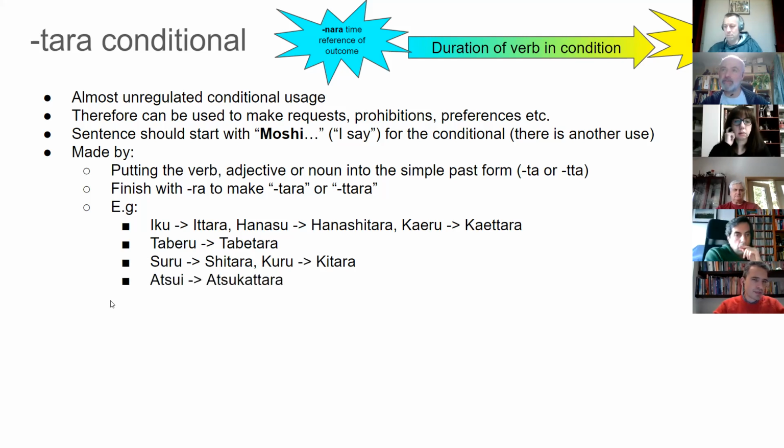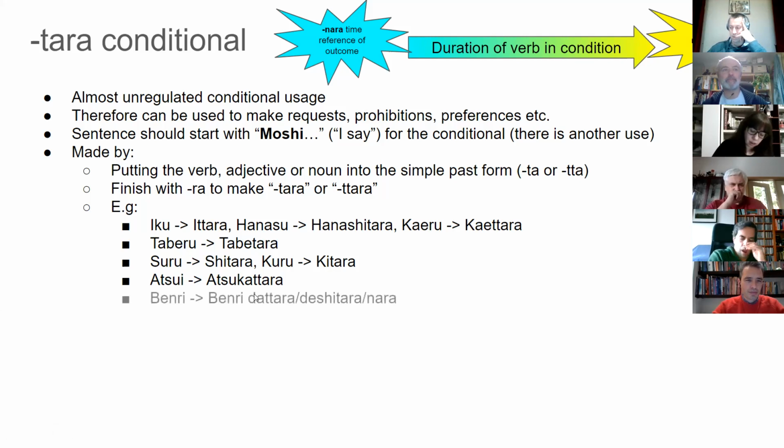For i-adjectives, we have to jump through a few more hoops. Again, we put this into the past tense. Atsui becomes atsukatta, and then we put the ra on the end, atsukattara. So remember, if we're doing the negative of this, then we make the negative form of the i-adjective first. So atsui would become atsukunai, and then atsukunai is also an i-adjective. Put that into the past: atsukunakatta, atsukunakattara. If we just remember one example, then we'll have a route for remembering all of them.